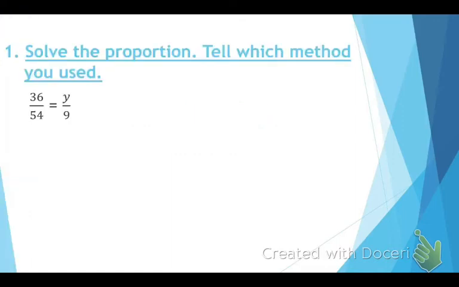Okay, how many of you did it by mental math? All right, I saw quite a few of you. Those were the ones who got it the fastest, because mental math is the fastest way. Remember, we are trying to solve for y. I know this 36, so I've got to figure out how to get from a 36 to a y. I can do that by figuring out how to get from a 54 to a 9. What's the missing link? 6.